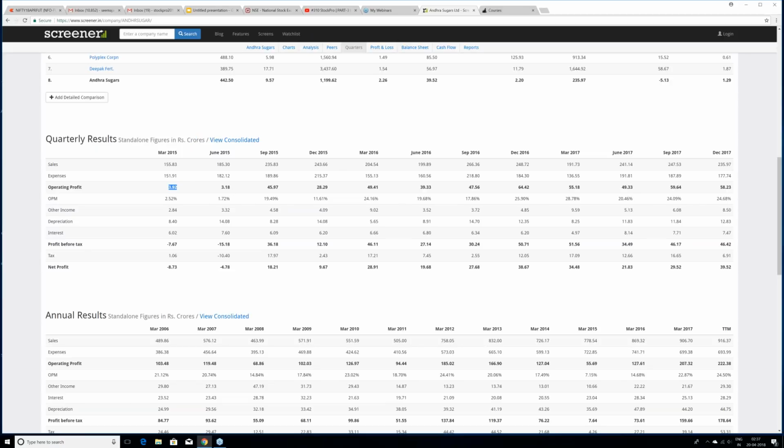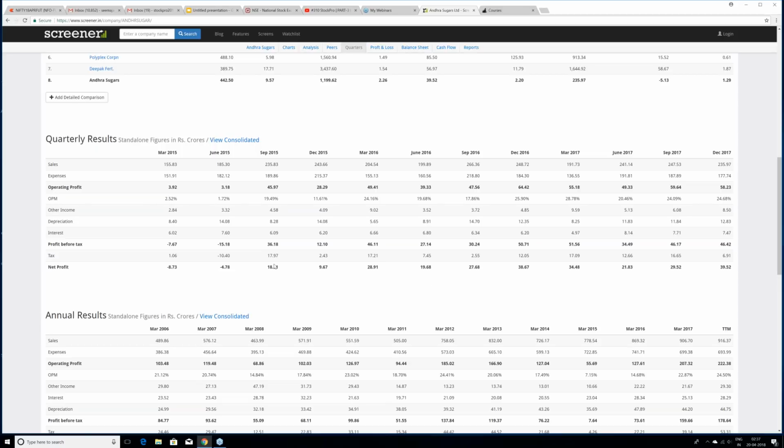And we want to see what's happening to the operating profits. So operating profits are growing and operating profit margins are also growing, right? Which is a very, very positive point for us. See, in 2015, it was 2.52%, and in 2017, it's 24.68%. So that's a good sign.